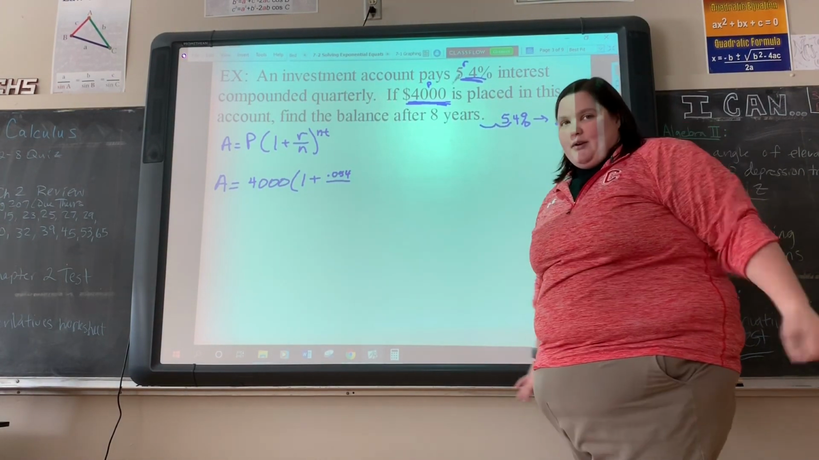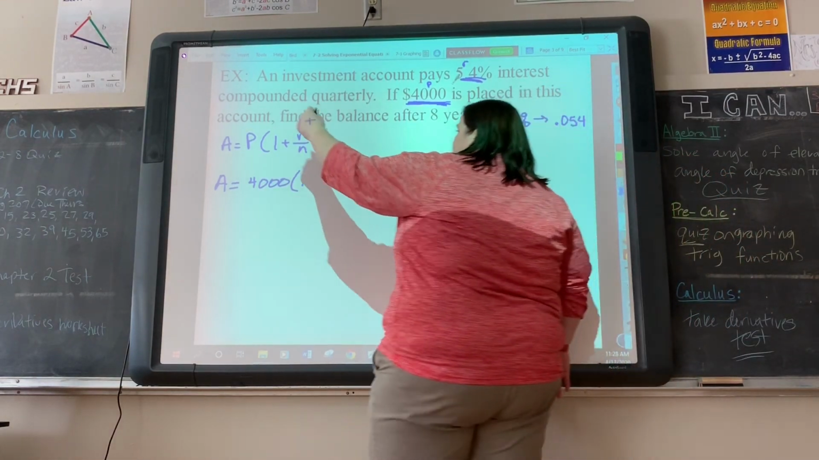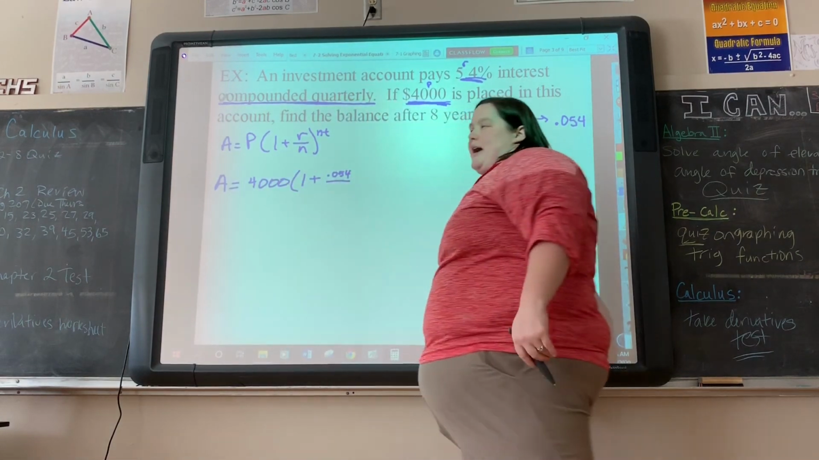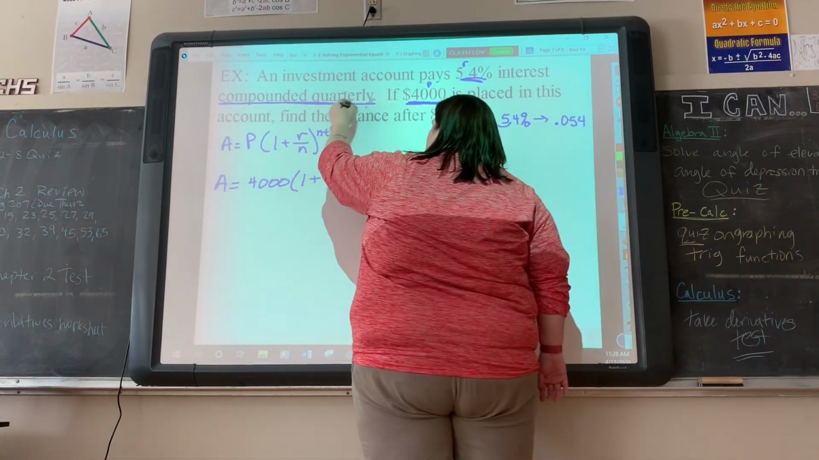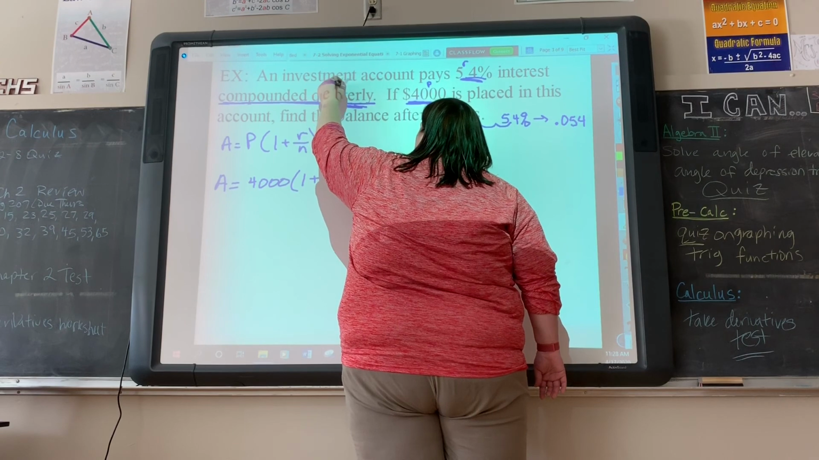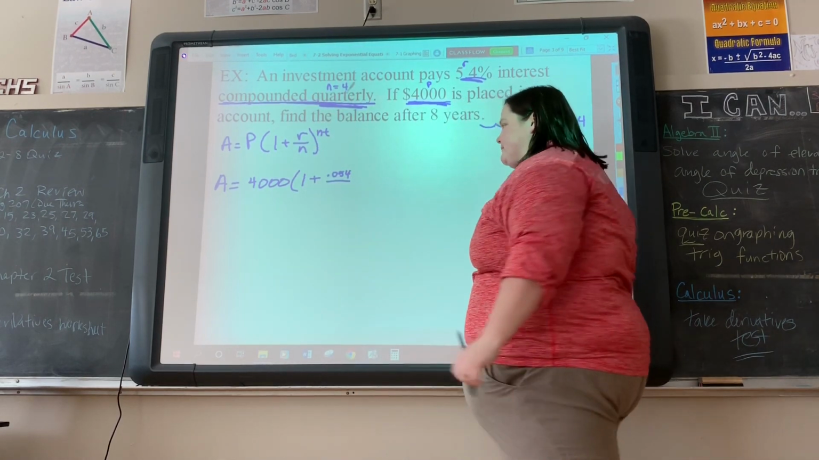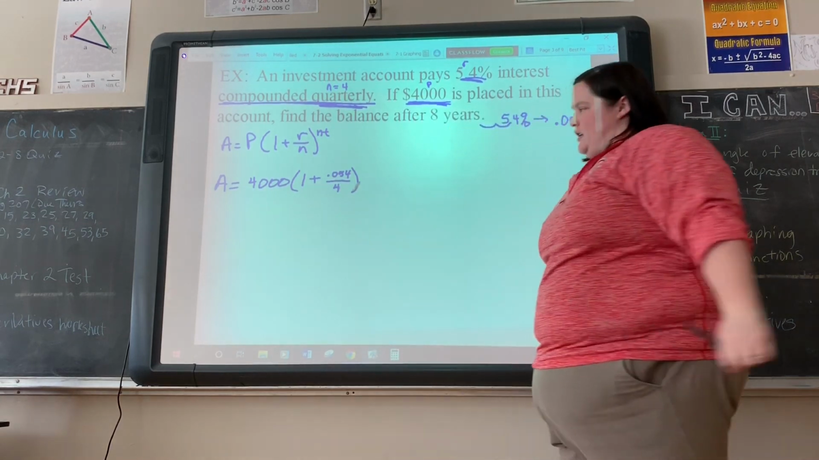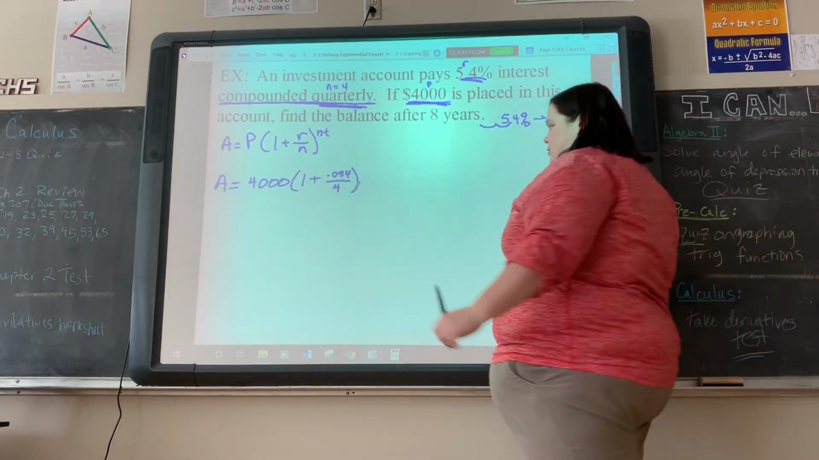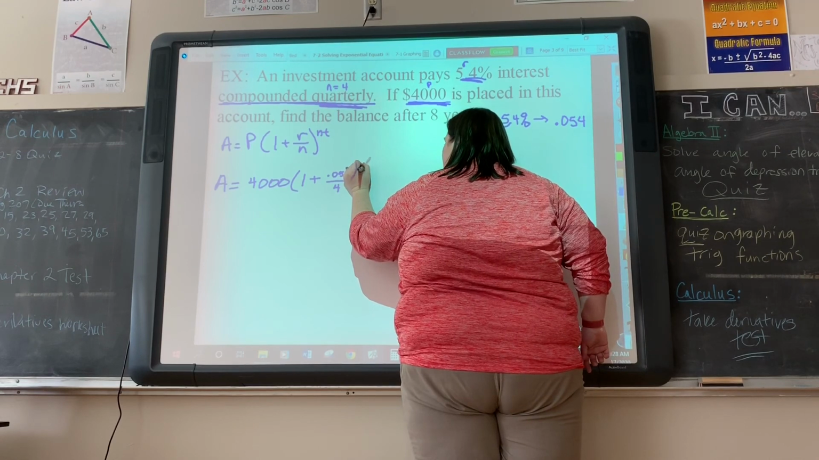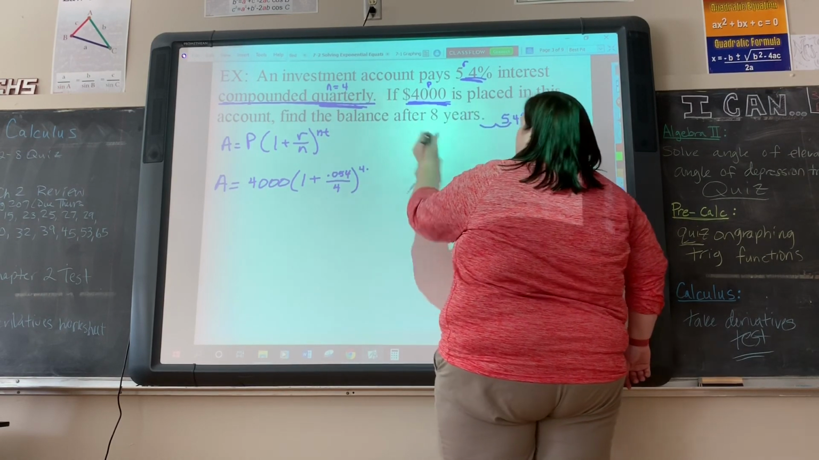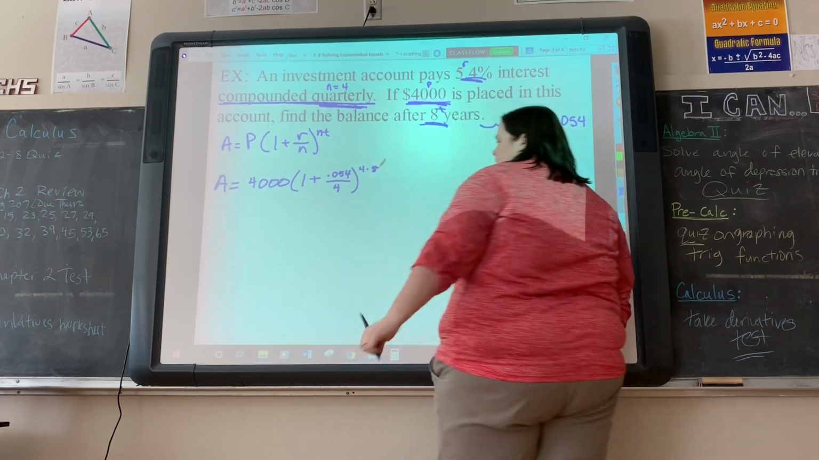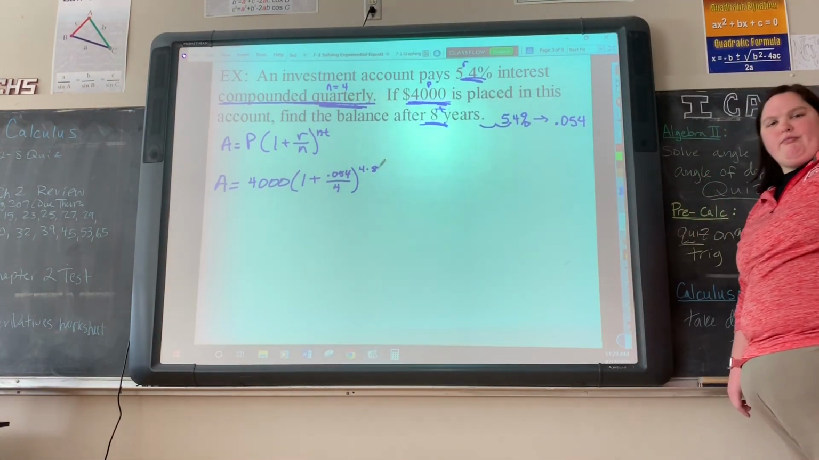N is not a number in the equation, it's actually after a phrase. So whenever you're looking for N, look for that phrase, compounded, and after it, it will tell you how much it is. Compounded quarterly, that means N is 4. So that finishes the inside of our parentheses, and then the exponent is N again. So 4 times our time. Our time would be 8 years.